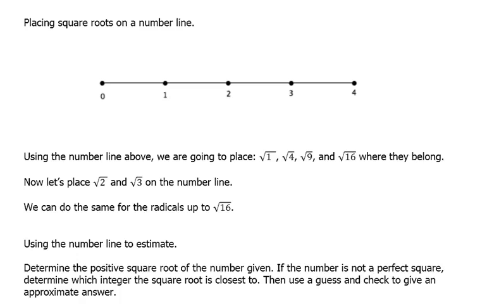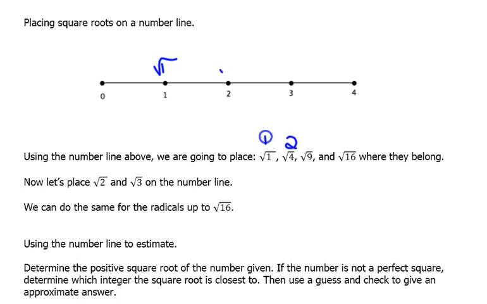This is hopefully, again, pretty easy. It's just kind of using our square root stuff. So now they want us to place square roots on a number line. It says use the number line above. We're going to place the square root of 1, 4, 9, and 16 up here. Well, I already know the square root of 1 is 1. So right here, I can put in the square root of 1 is equal to 1. Those are the same. The square root of 4 is 2.